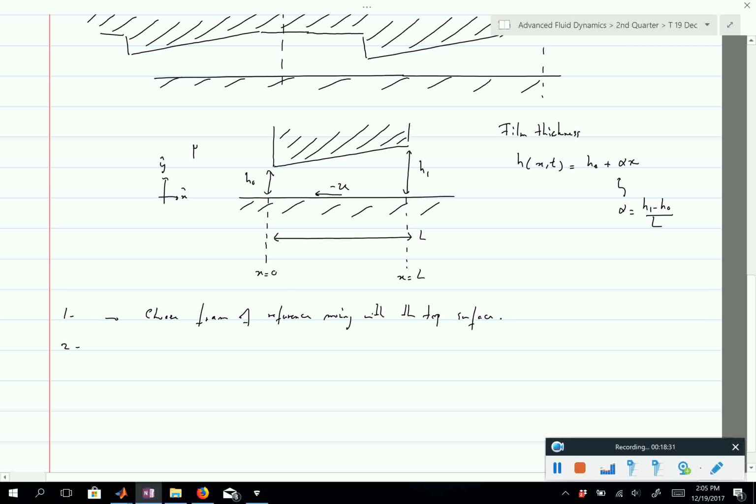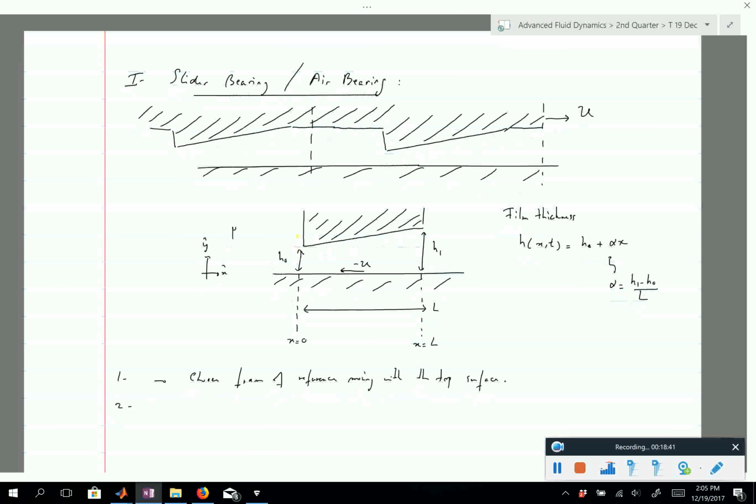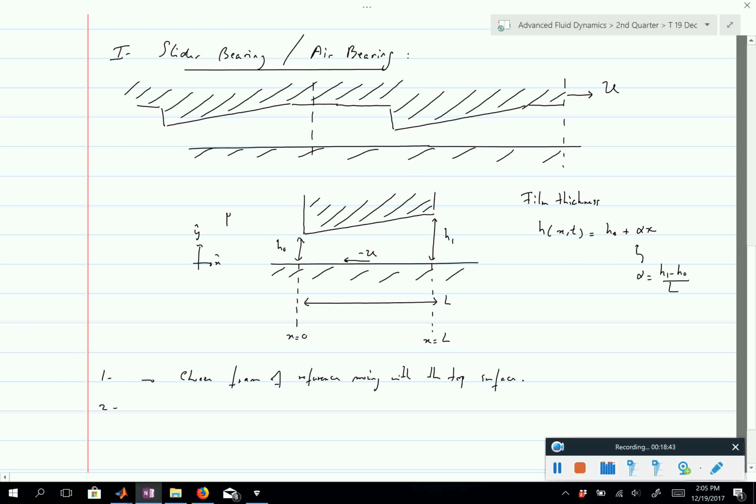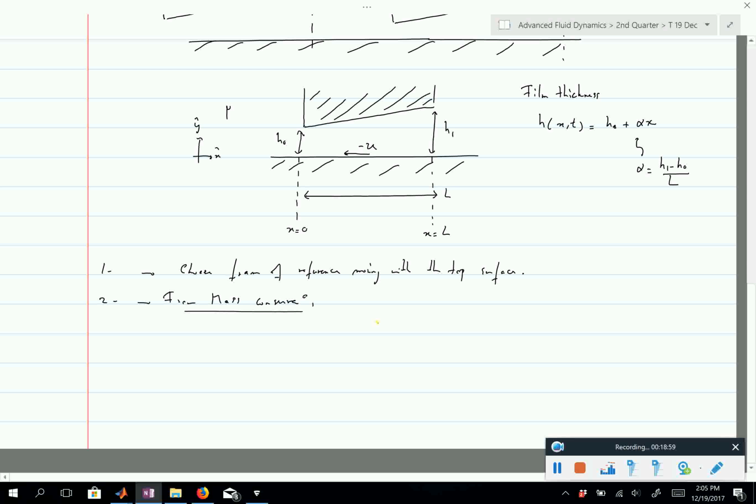Okay, and then if we want to get to the pressure, we know we have to say something about mass conservation. We know we have to use the momentum equation somehow. Now let's start with mass conservation. From mass conservation, I'm going to write mass conservation in the typical lubrication way. So we have partial H over partial T plus partial Q over partial X is equal to 0.